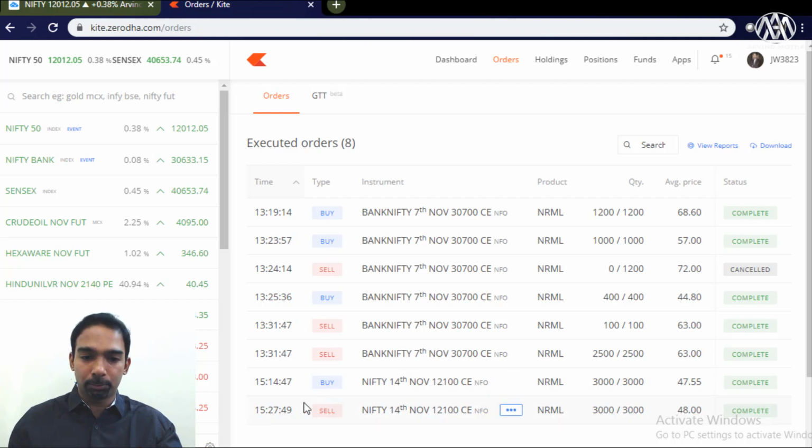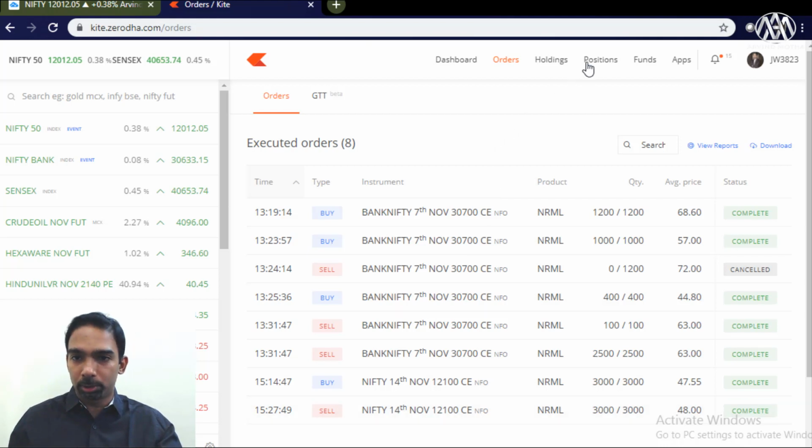But the thing is, I'm very close to the market close time, 3:30. So I don't want to carry forward my position. Any scalp trades, please square it off before market close. Don't even carry it forward, because the next day when the market is opening, it will be very volatile and you may be in huge loss, right?